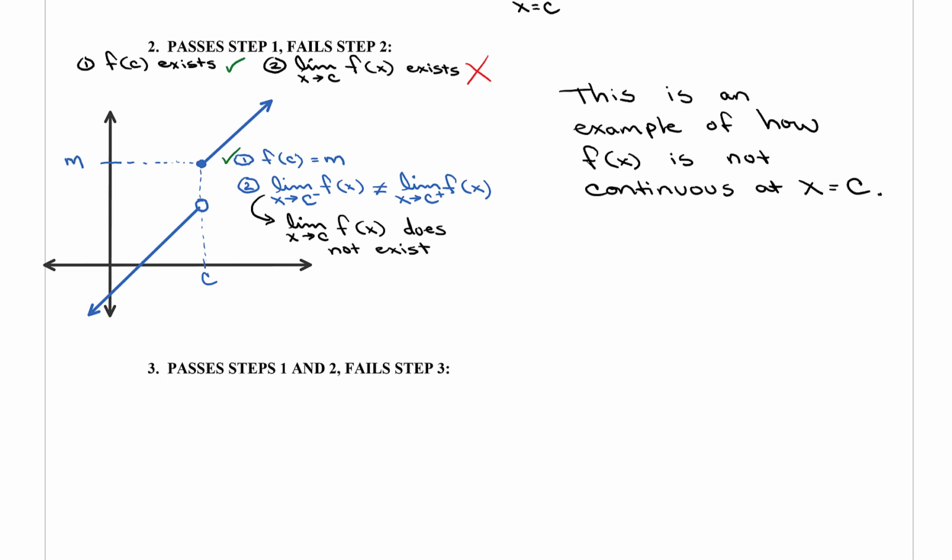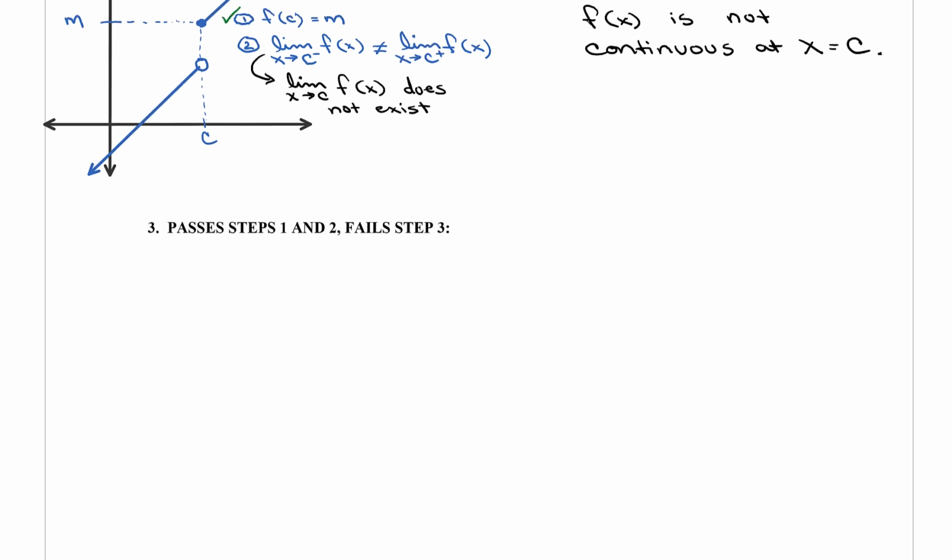Okay, let's go on to our third example here that we're going to draw. We're going to draw an example where it passes step 1 and step 2, but it's going to fail step 3. If you recall, step 3 is when f of c is not equal to the limit as x approaches c of f of x. So for the first step, f of c exists, green check mark. Yes, it's going to pass that step. We're going to make sure that our picture passes that step.